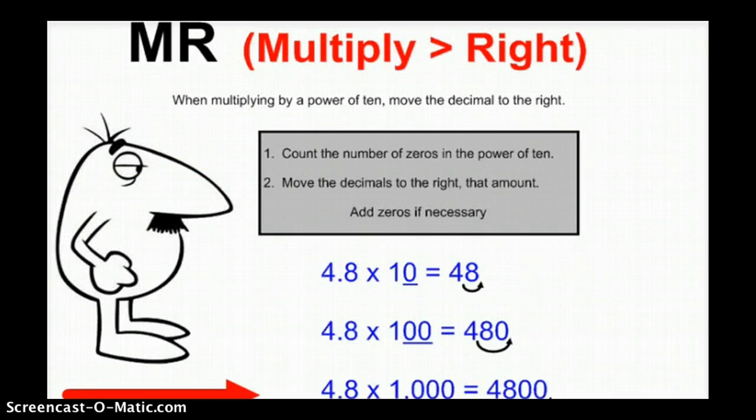So let's take a look at Mr. Dull. Mr. Dull stands for when you're multiplying times the power of 10, you move the decimal to the right, depending upon how many zeros there are in the power of 10. For example, if you were multiplying 4.8 times 10, there's 1 zero, so you would move the decimal one spot to the right.